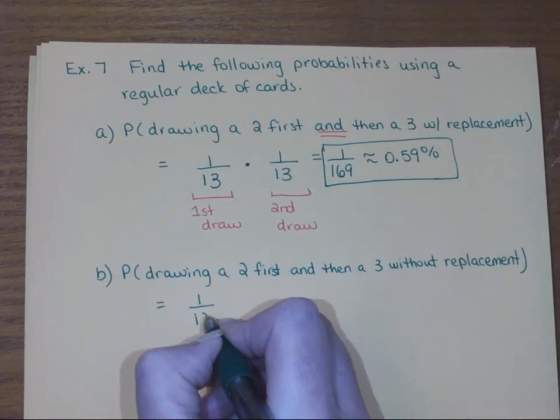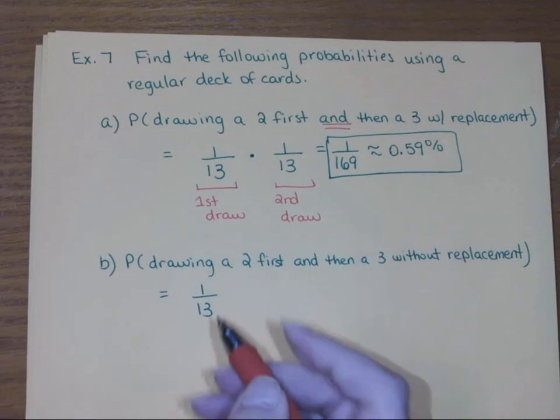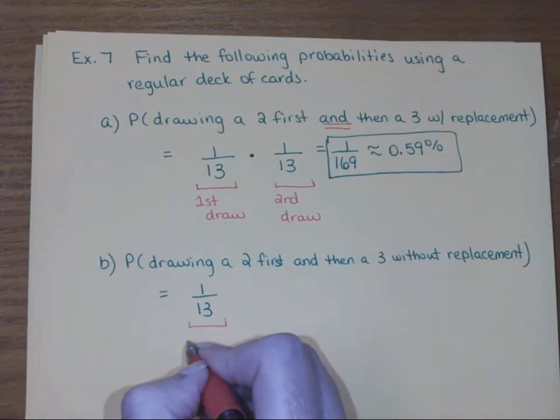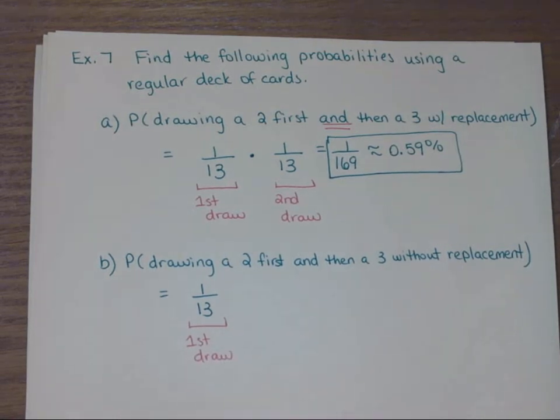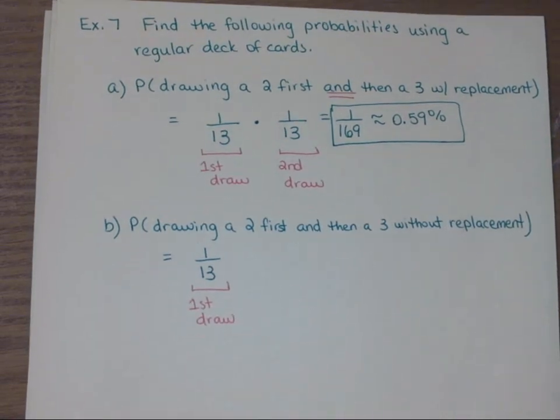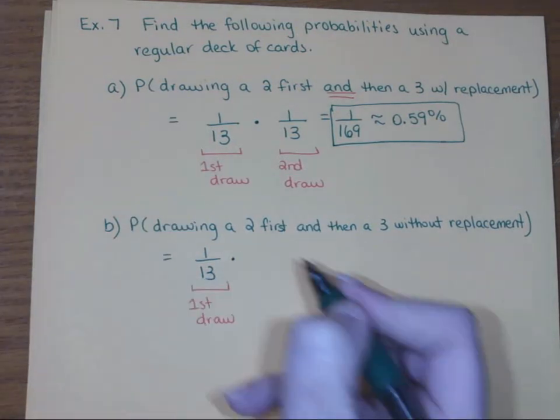Notice what is not affected, and that's the first draw. The first draw is still 1 out of 32, or if you don't like that, you can replace that with 4 out of 52. But notice when we get to the second one, we do need to make a change, right?